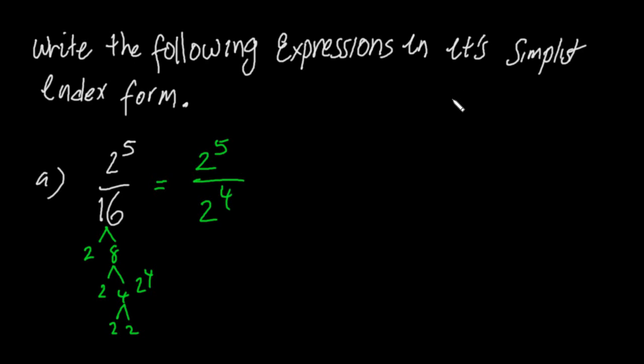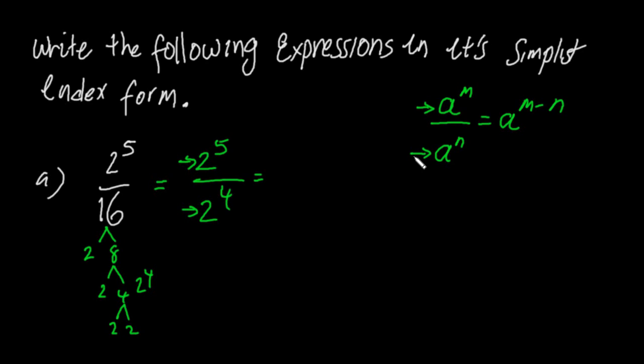So remember our second index law is a to the m over a to the n equals a to the m minus n. So we have here 2 to the 5 over 2 to the 4. Notice here that we can use our second index law because the second index law only works if both of our bases are the same. In this case, they're both a. And in this case, they're both 2. So we can use our second index law.